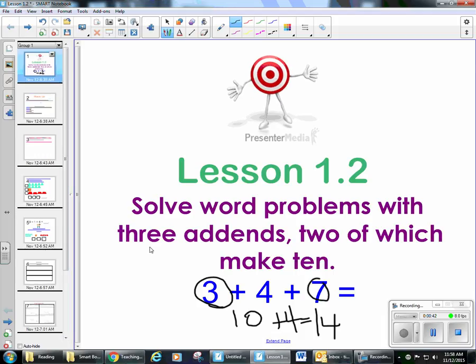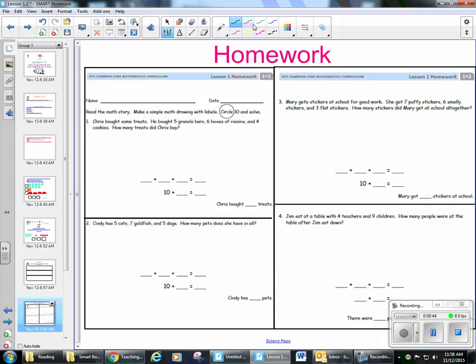For their homework, they've got 2 sides. This is what it looks like. Just 4 stories, and there are 3 numbers within that story. For the first story, it says, Chris bought some treats. He bought, and I've told the students to circle the numbers they see, 5 granola bars, 6 boxes of raisins, and 4 cookies. So there are 3 numbers within our word problem.